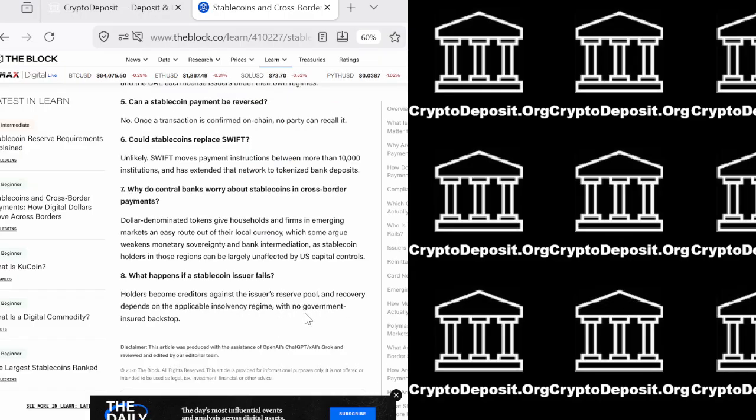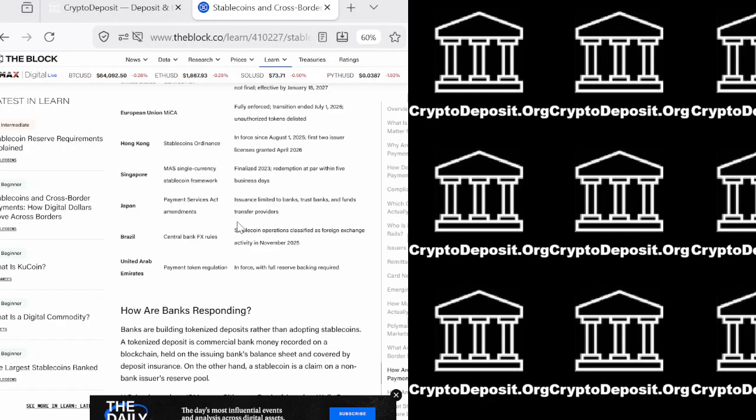But what's the jurisdiction of a USDT holder or a USDC holder? As you see here, number 8, what happens if the stablecoin issuer fails? So in that unlikely event, or who's to say it is unlikely? USDT and USDC holders can become creditors in the event Tether or Circle becomes insolvent. And then, of course, the issuer's reserve pool, meaning any assets on hand that Tether has, such as debt instruments, gold, precious metals, and recovery depends on the applicable insolvency regime. So Circle would be out of New York City, and then it seems that Tether is out of somewhere in the Caribbean, I think the Bahamas.